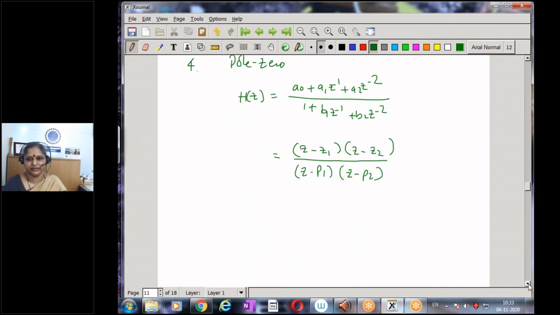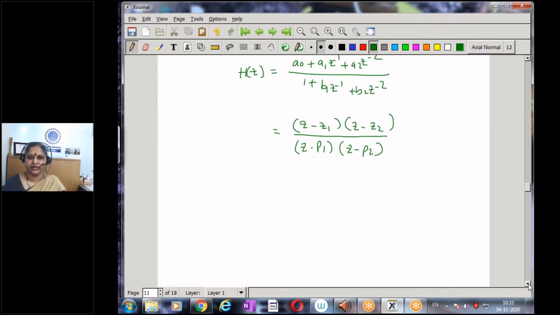And the moment I get these zeros and poles, I represent them on the z plane.